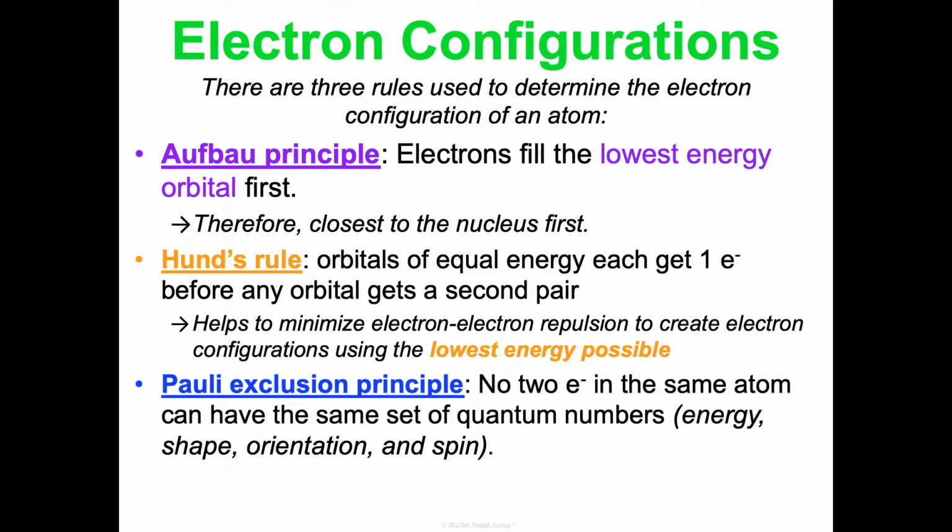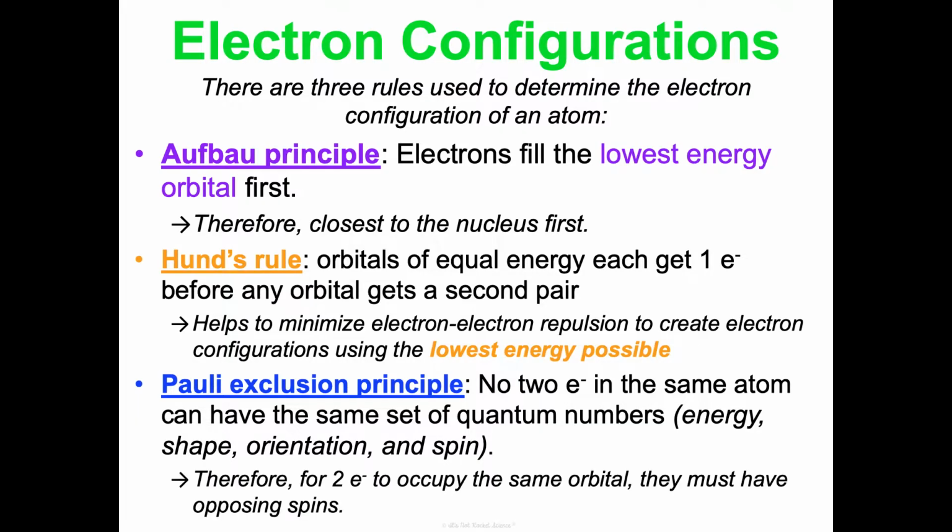Okay? And then the last rule is the Pauli exclusion principle. It says that no 2 electrons in the same atom can have the same set of quantum numbers. So I told you that there were 4 different quantum numbers. And again, we're not going to get into them, but basically there's no way 2 electrons can have the same set of those 4. So if 2 electrons are in the same orbital, in the same space, and they're paired up, they're going to be spinning in opposite directions.